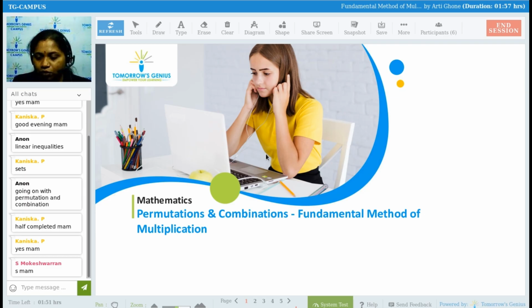If your logic is good, then it will be more fruitful for you. So starting from today, we will be on permutations and combinations until the end of October. So see how important the chapter is. It's not as simple and straightforward as linear inequalities or sets.